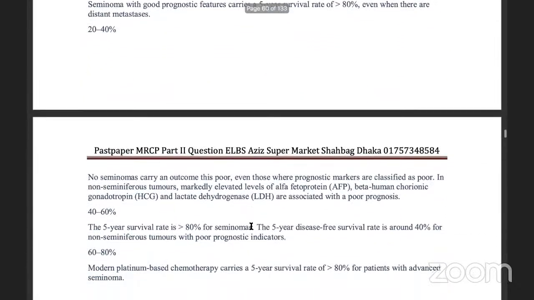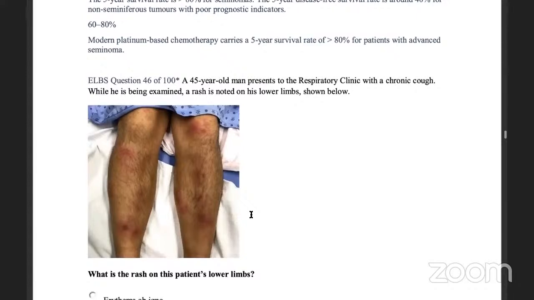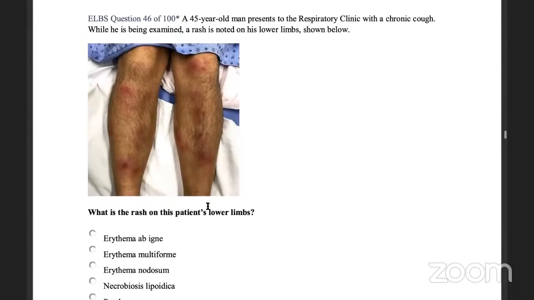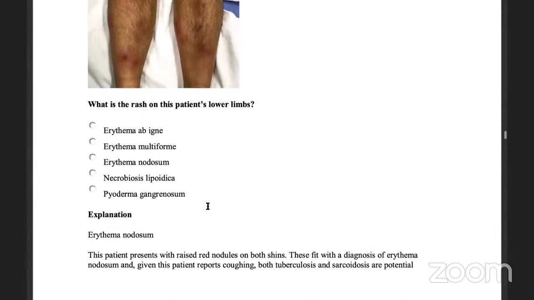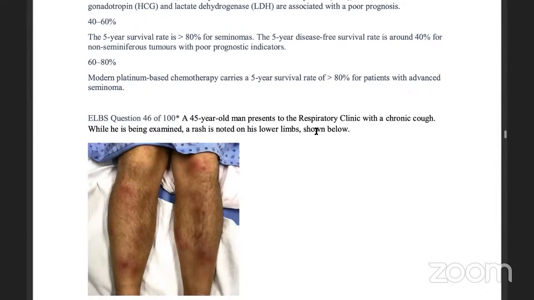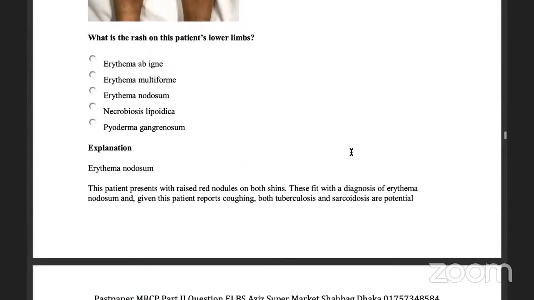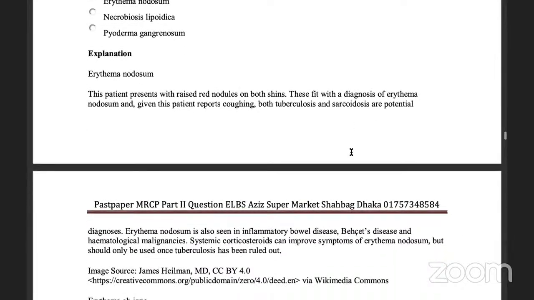Distant mets. Multiple causes, like erythema nodosum. So, erythema nodosum. Patient with chronic cough, being examined, lower lymph nodes. Chronic cough: sarcoidosis or TB.